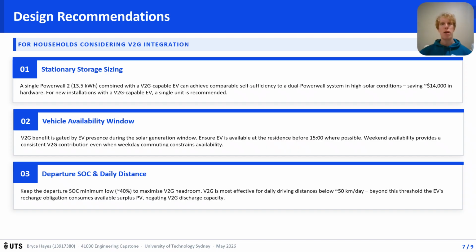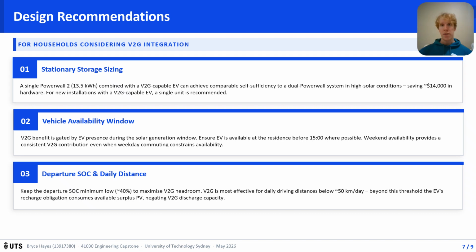There are three primary conditions revealed by the study, starting with the stationary storage sizing. As shown on the previous slides, in scenarios where the stationary storage is already sufficient, enabling V2G will not really provide any benefit in terms of the self-sufficiency. However, in scenarios where the stationary battery is undersized or non-existent, this is where V2G offers meaningful benefit.